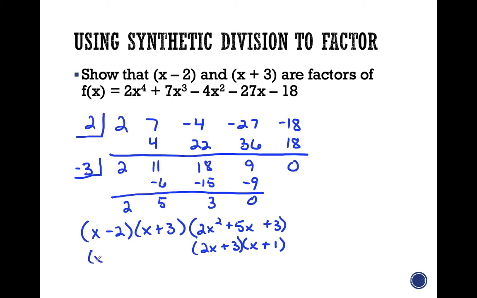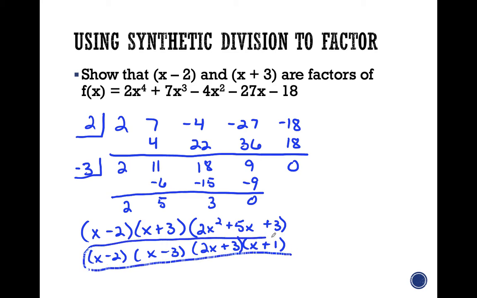So now the complete factorization of that original polynomial would be x minus 2 times x plus 3 times 2x plus 3 times x plus 1. All right? And you can see how we use synthetic division to help us fully factor that polynomial. And that's going to be an important skill for us as we move forward in Chapter 2, is the ability to quickly and efficiently use synthetic division, because again, we're going to use that to help us factor.